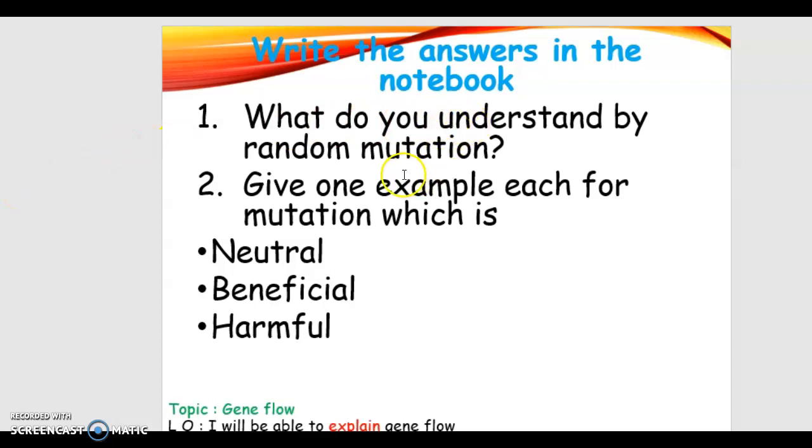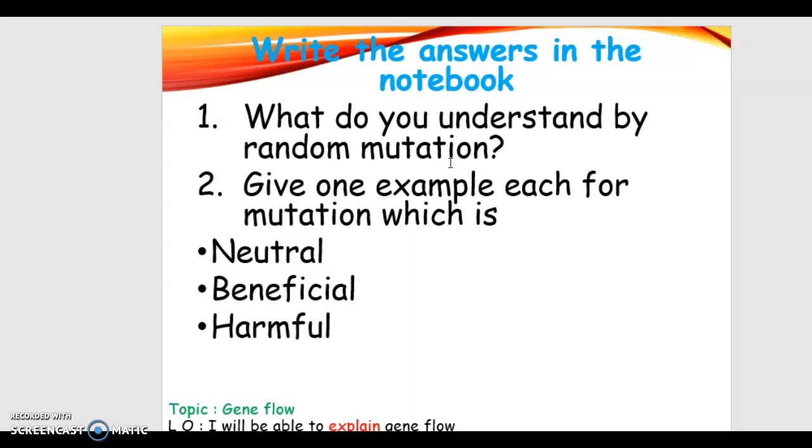We have seen what random mutation is. Random means a sudden, unplanned mutation. That is a change in the DNA or a change in a gene, which we call random mutation. And we have seen a lot of examples of neutral, beneficial and harmful mutations in the classroom itself.